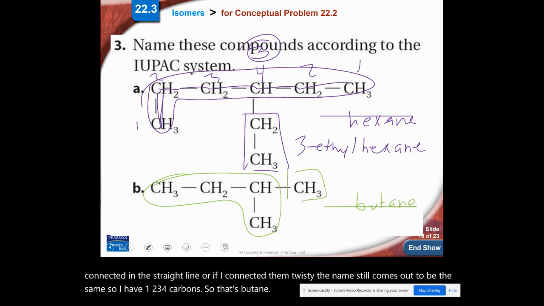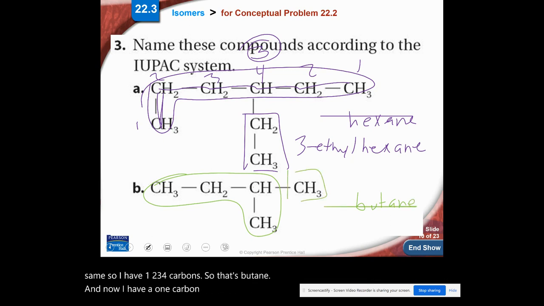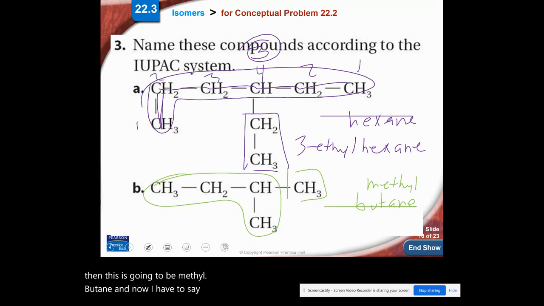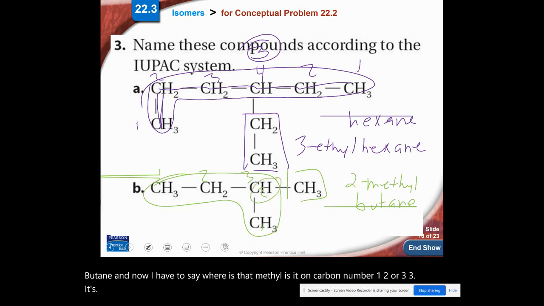And now I have a 1 carbon branch. I don't know where I keep getting this weird line from. So then this is going to be methylbutane. And now I have to say, where is that methyl? Is it on carbon number 1, 2, or 1, 2, 3? It's carbon number 2. So it's 2-methyl.